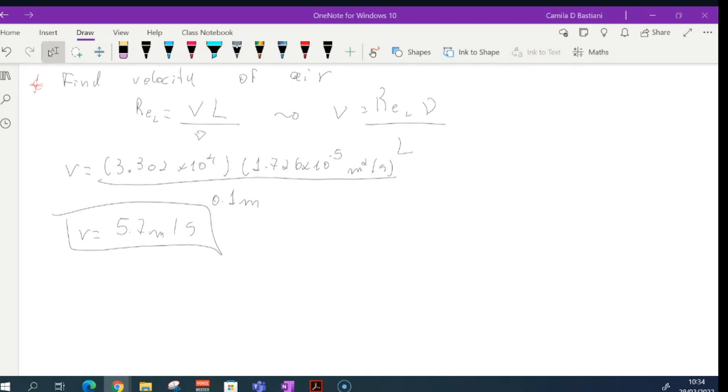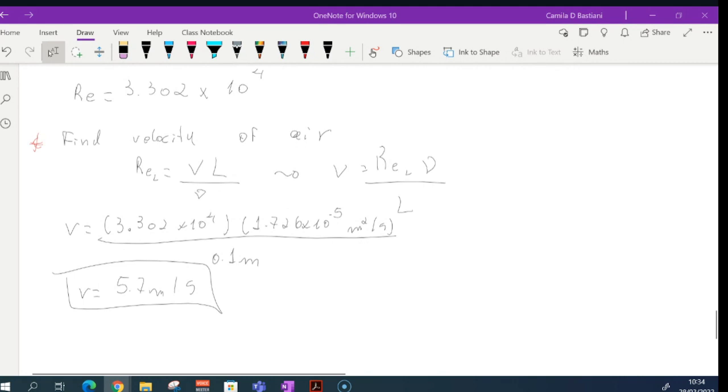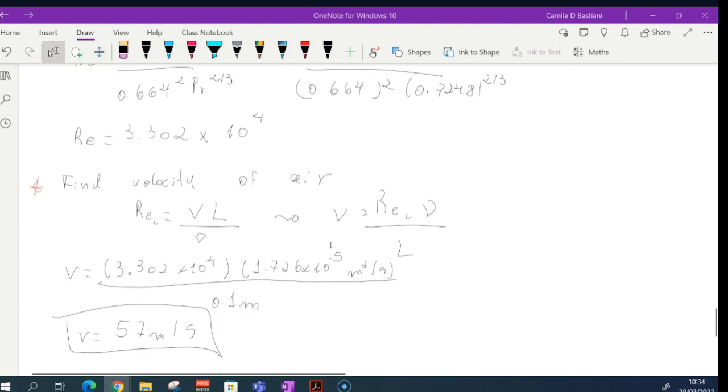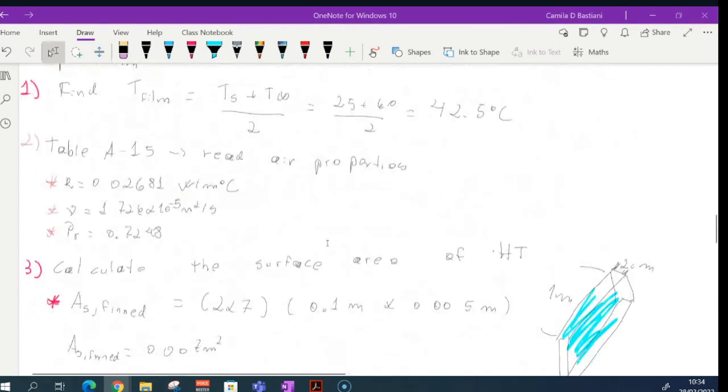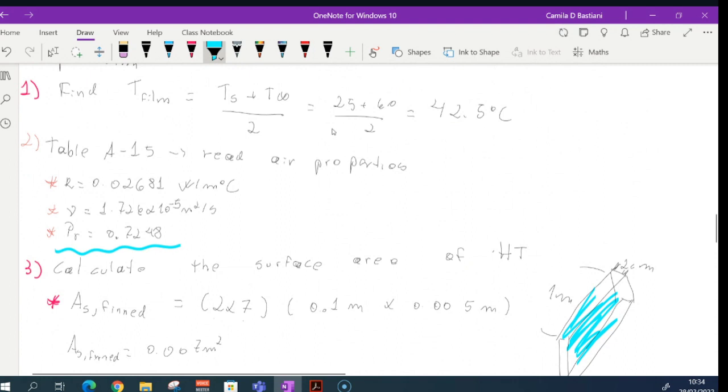No problem. Remember that the Nusselt number relationship depends on the type of flow, depends on the geometry, and depends as well on whether it's isothermal or not. The Prandtl number came from table A15. So we read the Prandtl number for the film temperature in the table, from here. Read that from table A15 for the air.